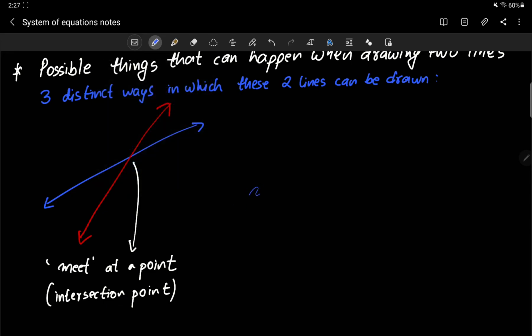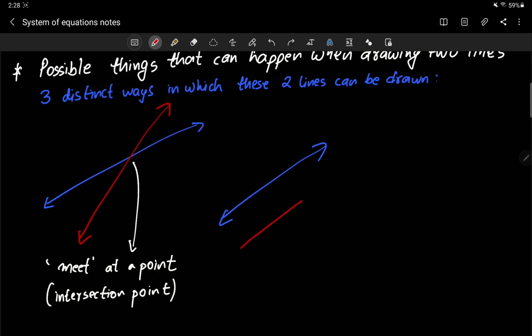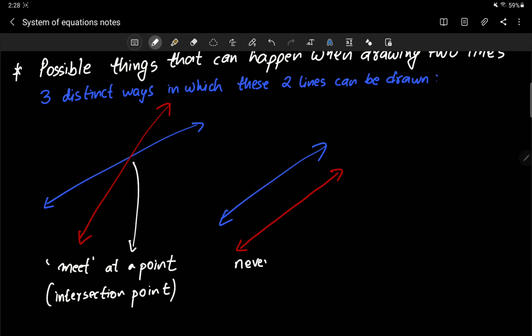The second possible way in which you could have drawn two lines is you draw them in such a way that they actually never meet. So let's say they never meet. And these are said to be parallel lines. So there is no intersection point.